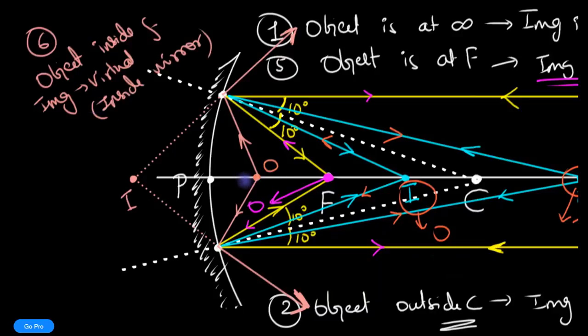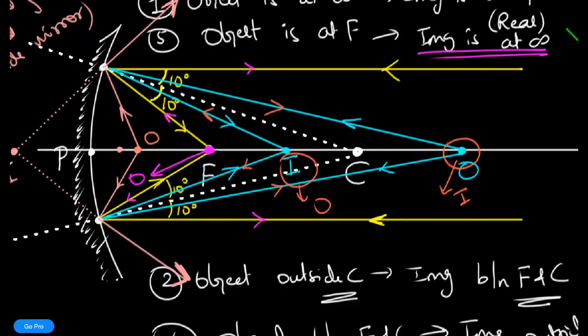The closer you come to the mirror or closer to the pole, the angle of incidence just keeps increasing. Can you imagine a ray of light now? I don't want to draw that ray and mess things up. Can you imagine? The angle keeps increasing. And if the angle of incidence increases, the angle of reflection increases, and you will now notice that the diverging rays appear to come from a point which is closer to the mirror. So the closer you go to the mirror, the closer the image comes towards the mirror.